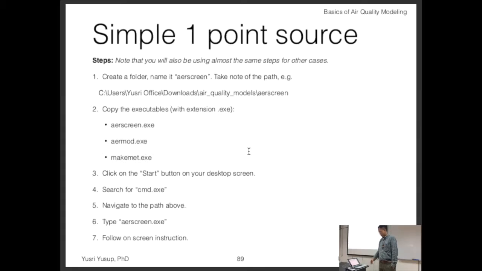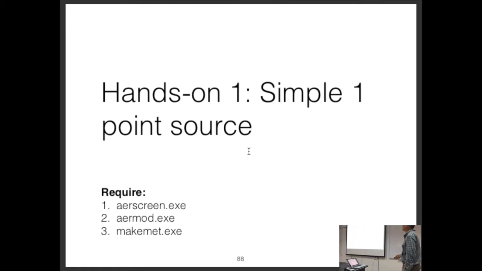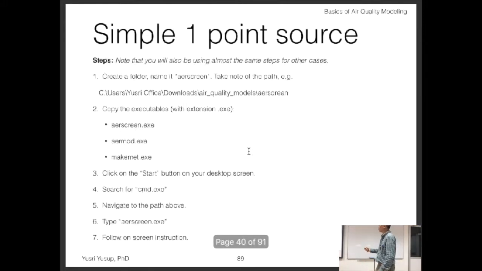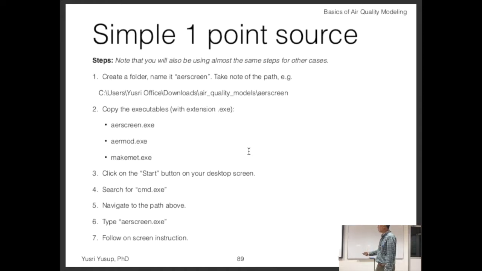So the steps of running the model. This is for the simplest case. You can run the model without the digital elevation model files. You can run it without the meteorology data files. You can, but you make a lot of assumptions. But I guess it's the first thing you need to do, just to make sure that you'll be able to run the model to get some results. So if you just want to run this model without those files, it's a simple one-point source. We just need to have these three files inside the working directory.